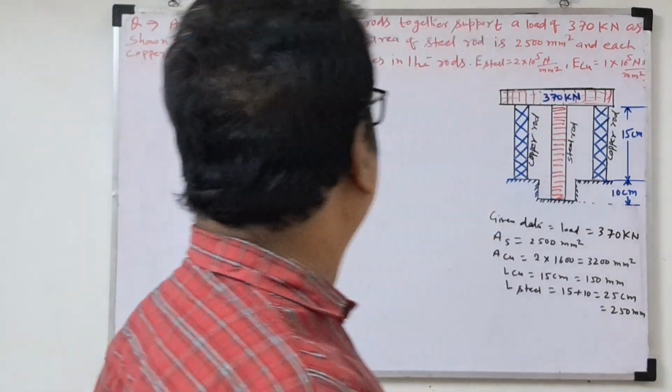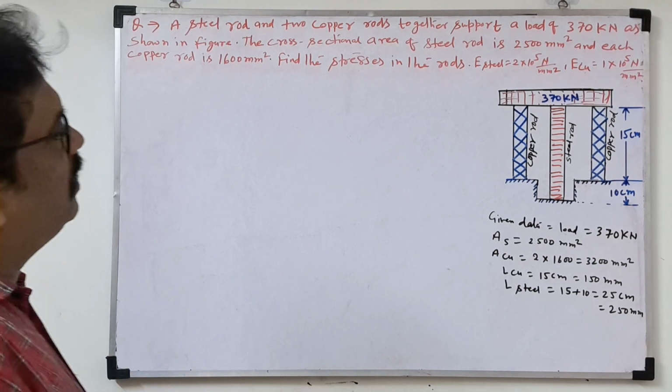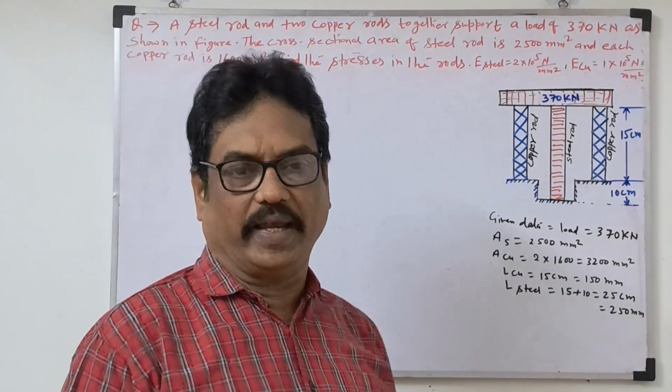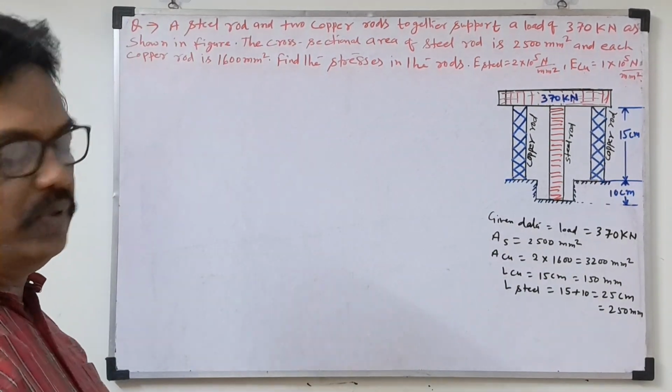Today our subject is strength of materials, which mechanical and civil students will study in the second year. This is the Unit 1 composite sections problem.